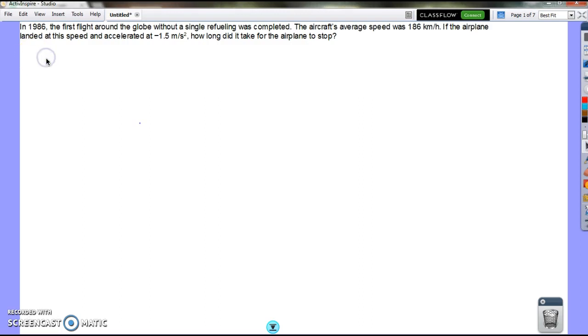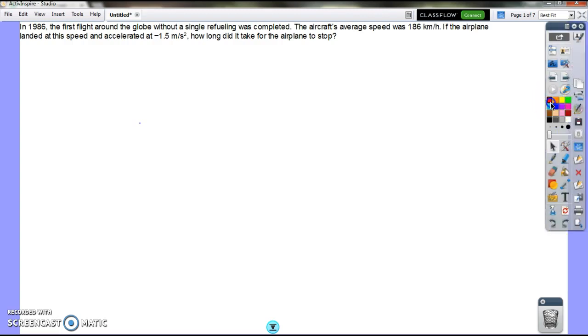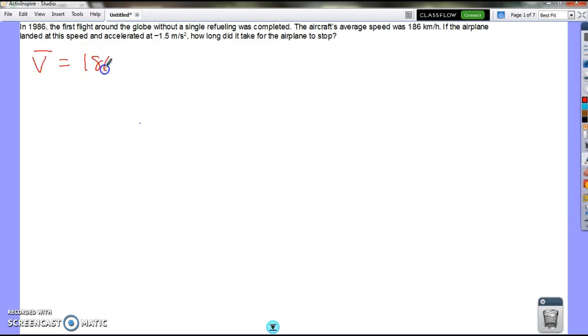That's V bar. So we've got V bar, average speed, is 186 kilometers per hour. And it landed at this speed and decelerated at negative 1.5 meters per second squared. So acceleration is negative 1.5 meters per second squared. And so we want to know how long did it take for the airplane to stop. We're looking for delta t.